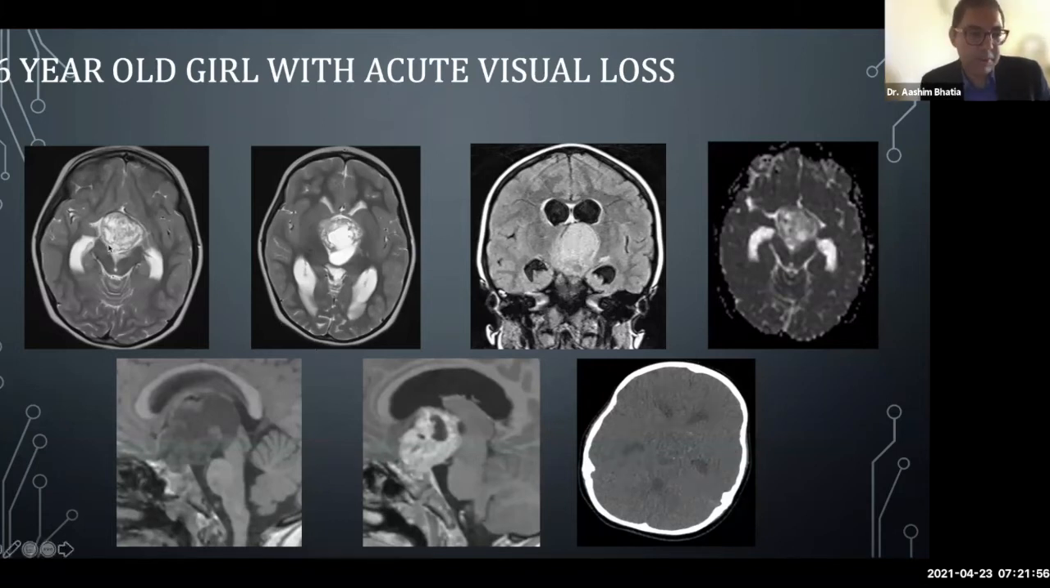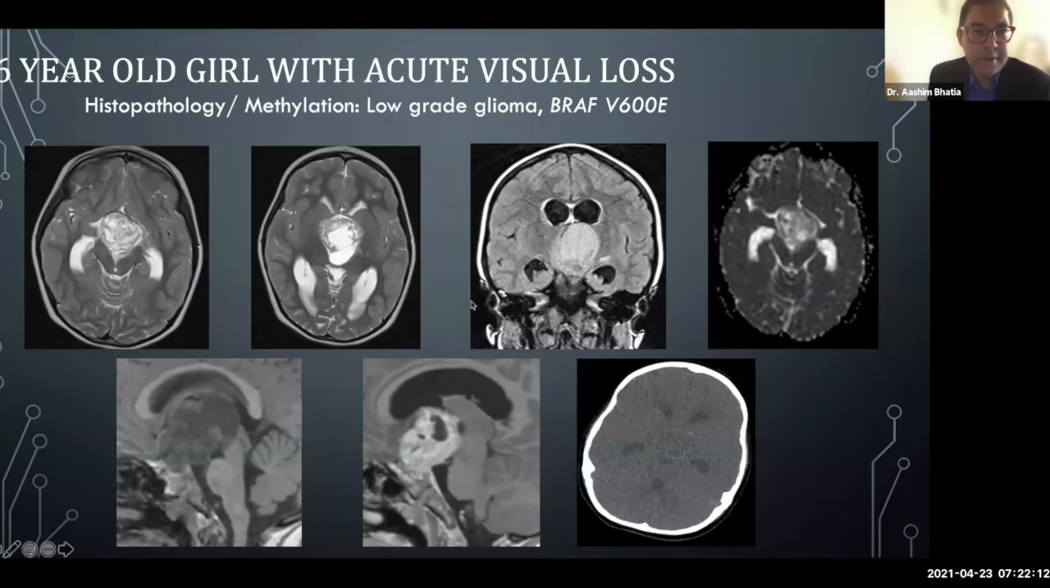You also see pilocytic astrocytomas commonly as hypothalamic optic pathway gliomas, as in this case, especially in NF1 patients. You'll see heterogeneous tumors with heterogeneous enhancement. A nice sagittal post-contrast view of the tumor. We have enhancement and cystic components throughout. So this is your classic optic pathway glioma. This turned out to be a BRAF V600E mutation.